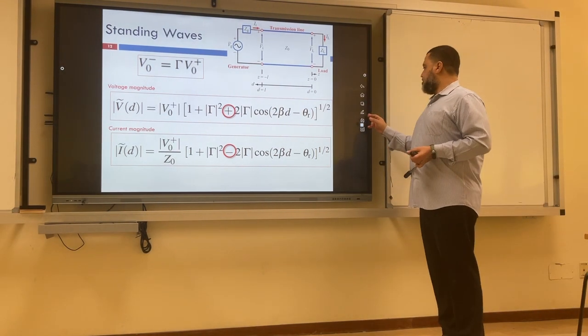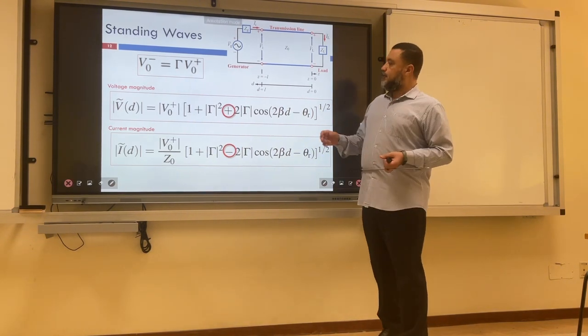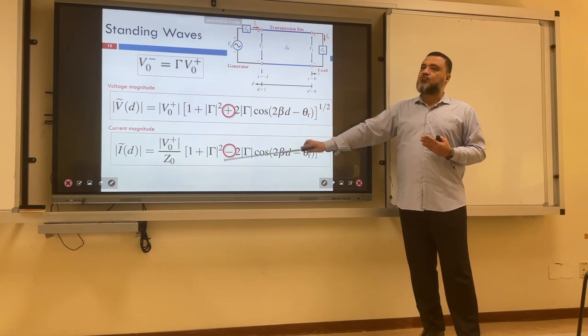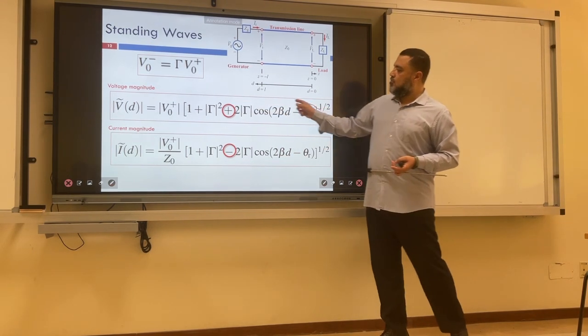You think that when the voltage is at its peak, the current will be smaller? Yes, from these two opposite sides, if the voltage is maximum, the current will be minimum. Why? Why, Reda? Because of the cosine here.